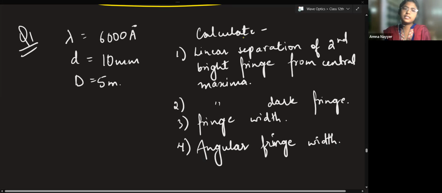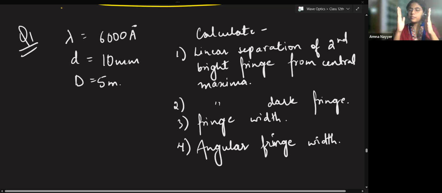Okay, this question says that lambda is given, small d is given, capital D is given. Actually, in the main question, the figure was also given. So small d and capital D you had to identify on your own. So I've written it separately. So in your exam also, you can get separate figures as well. So from the figures, you have to identify what is capital D and what is small d.